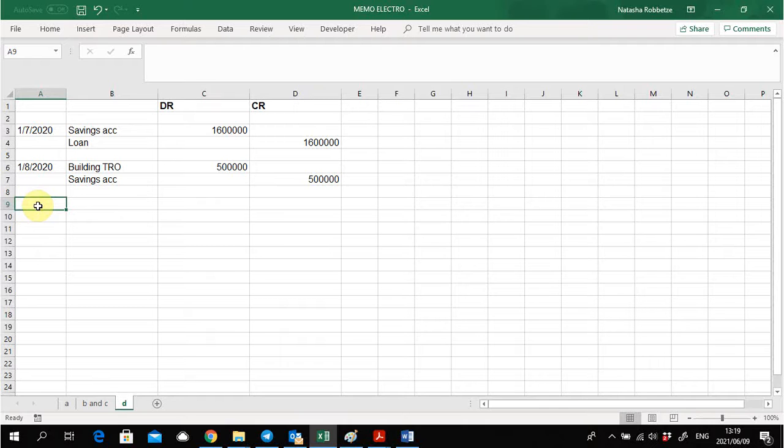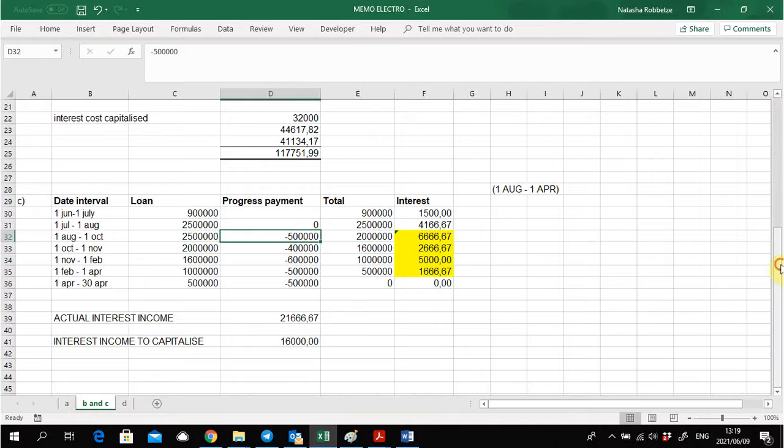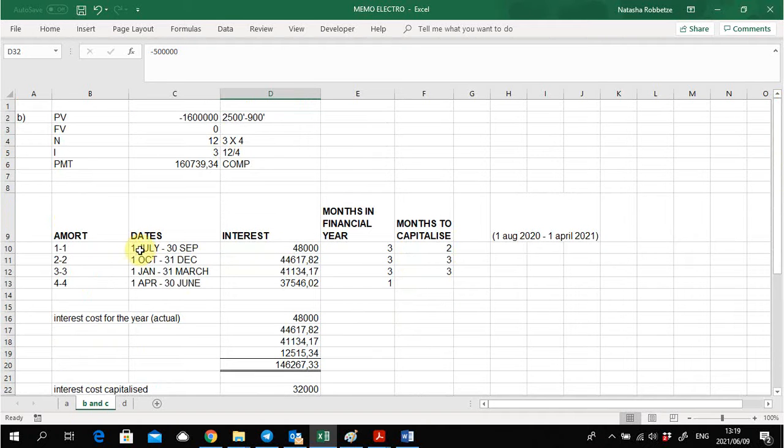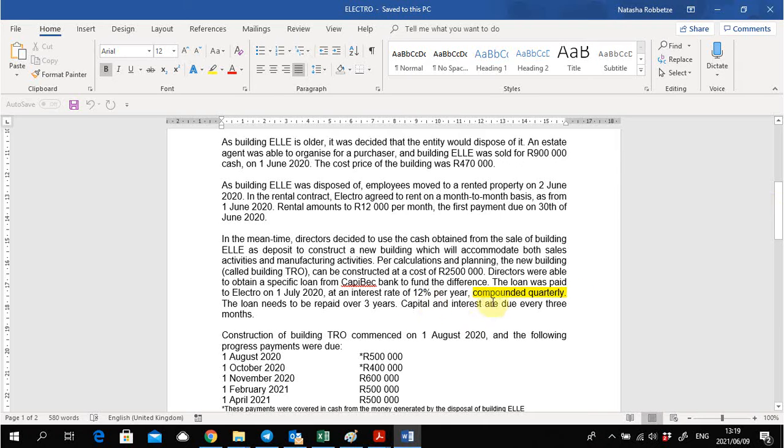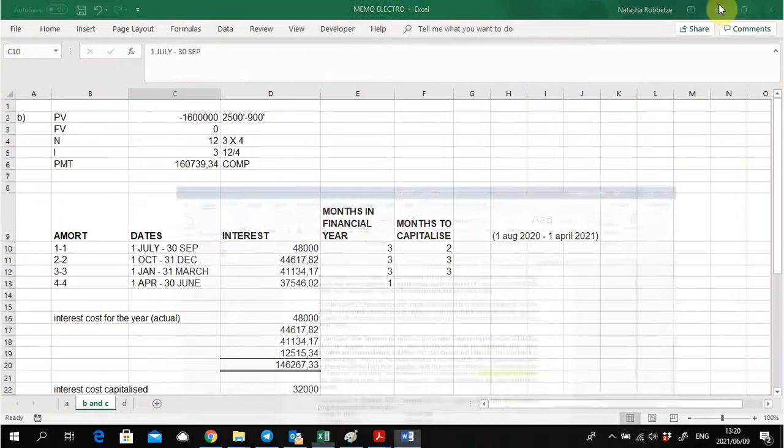Right, then an entry that needs to be made is on the 30th of September 2020, because this is the first lapse of a 3-month interval that requires of us to make a capital and interest payment. It is said in the question that capital and interest are due every 3 months. So the first 3 months lapsed because it was July, August, September. So on 30 September, we have 3 months that have lapsed, so we have to account for interest.